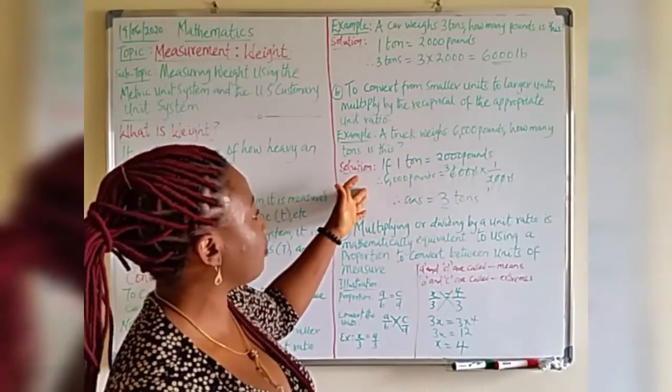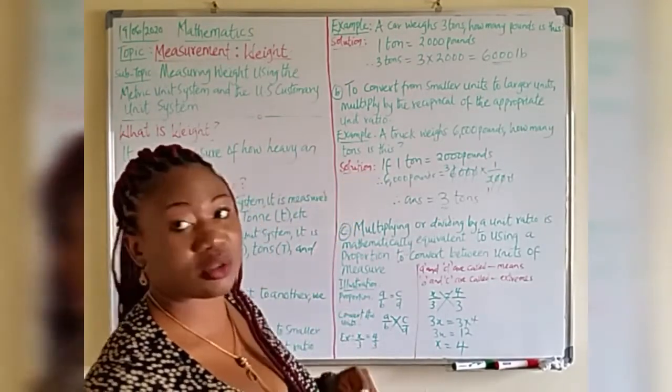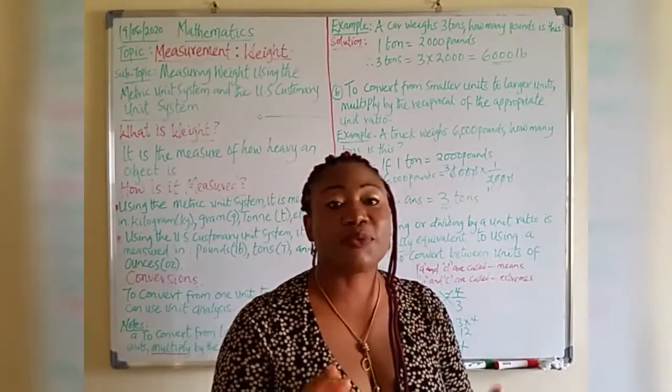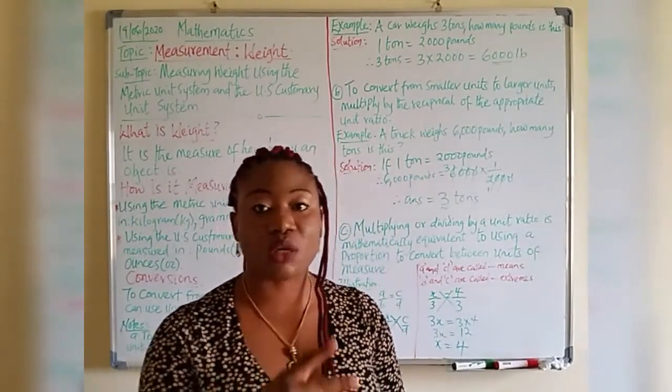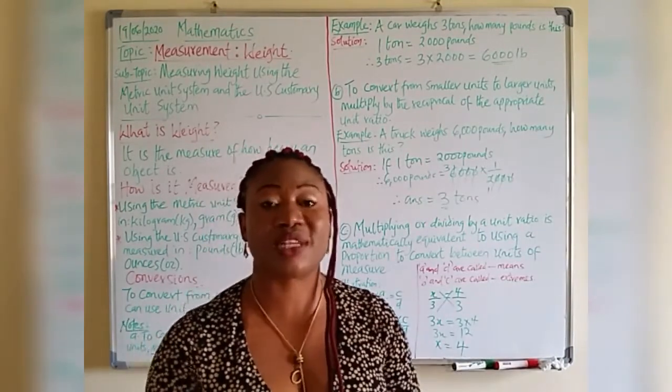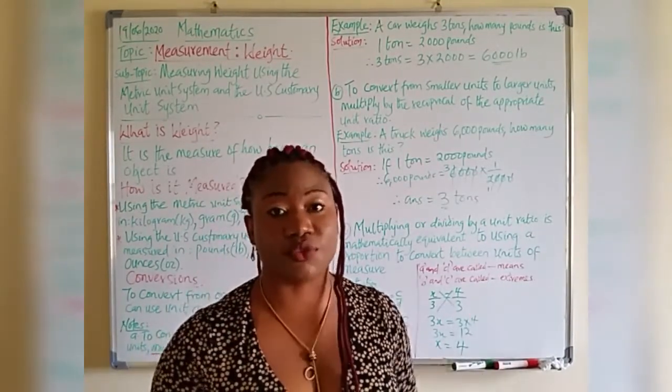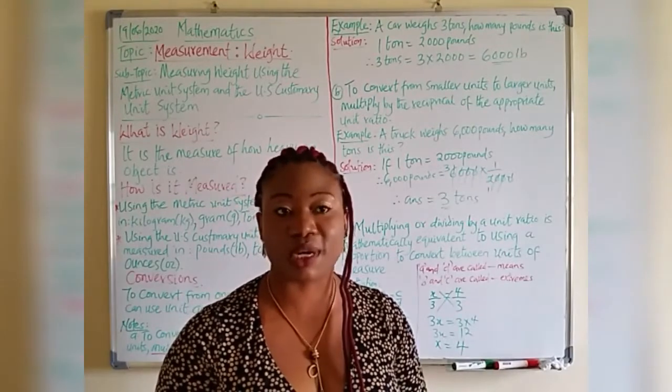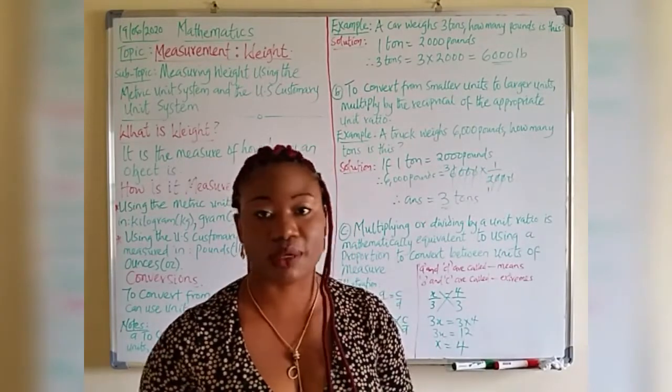Something I missed saying here, when you're dealing with reciprocals, just know that a reciprocal of 2 would be 1 over 2. Okay? Reciprocal of 3 would be 1 over 3. Reciprocal of 1 would be 1 over 1, just like that. For any number, it will be 1 divided by that number.